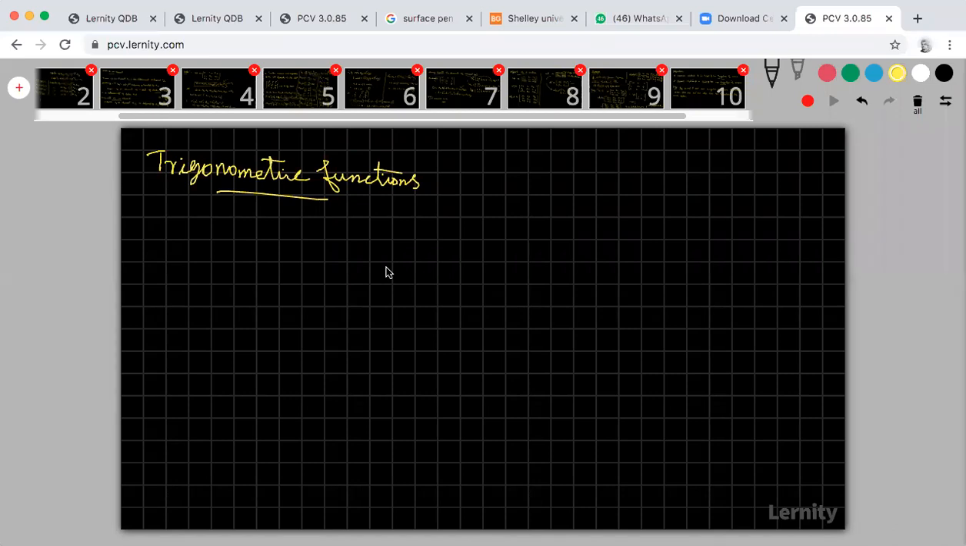These two things we discussed in our previous class, and the relation between the radian measure and degree measure of an angle. We also discussed some problems converting from radian measure to degree measure and degree measure to radian measure.